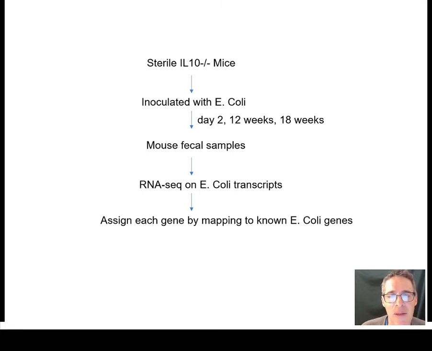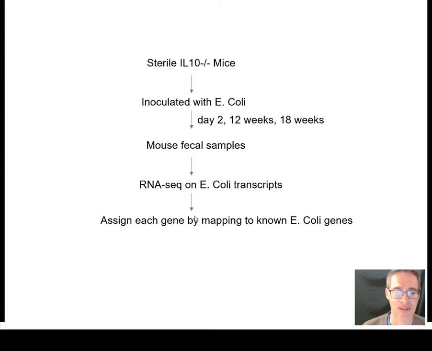And then the mice are inoculated with a specific strain of pathogenic E. coli. And we'll talk about why we're interested in this E. coli in a little bit. And then at 2 days, 12 weeks and 18 weeks, fecal samples are collected from the mice. Then RNA-seq is performed on the fecal samples. So the RNA-seq produces a large number of reads from these mice at 2 days, 12 weeks, and 18 weeks.